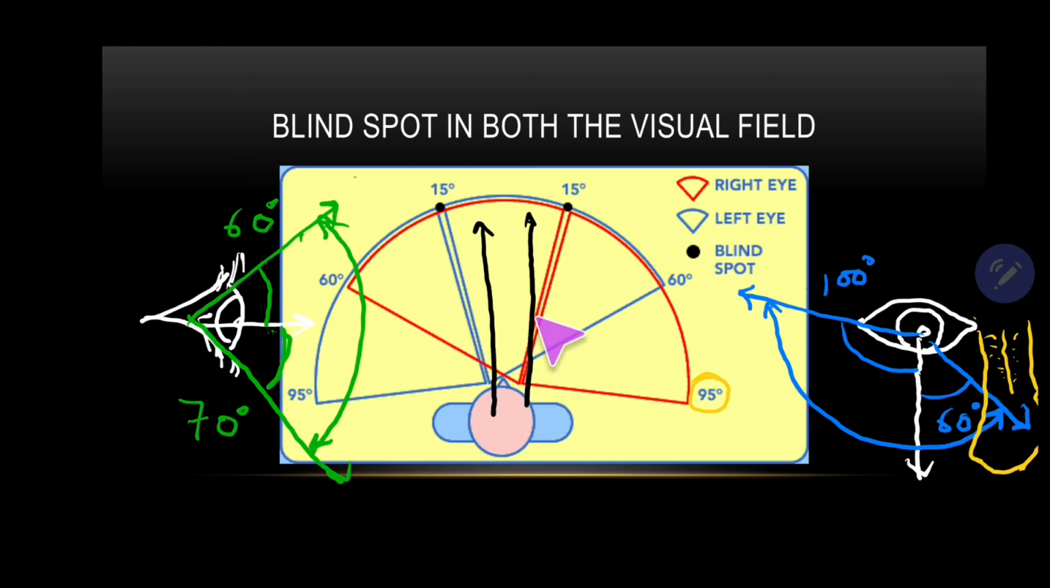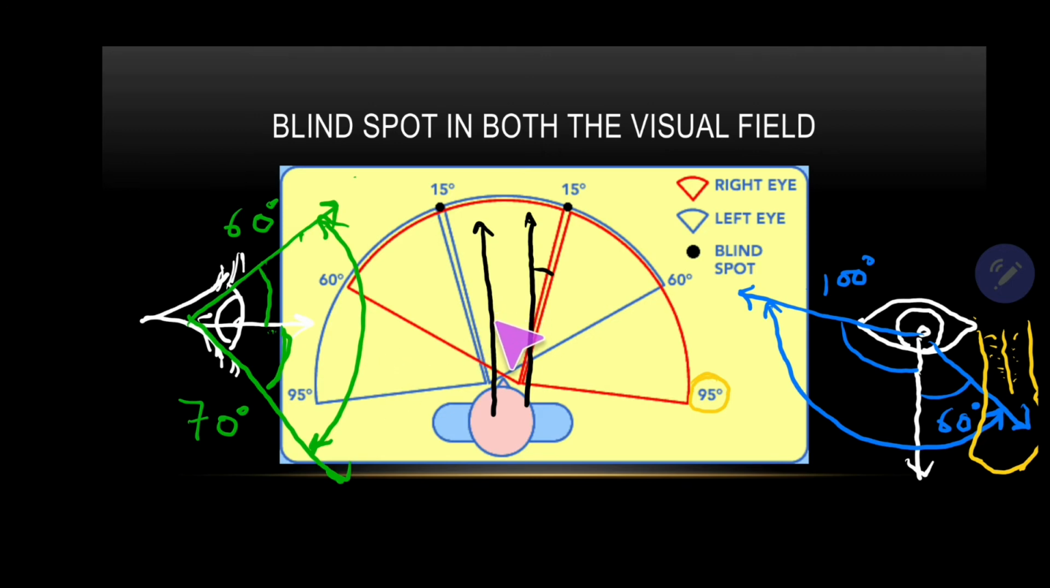So from the right eye, when you look in the front at around 15 degrees temporally, you will find that there is a blind spot. Of course, you will not notice it, but this can be found out with the help of perimetry. Right? That's a procedure of finding out the visual field. There you can find this blind spot.